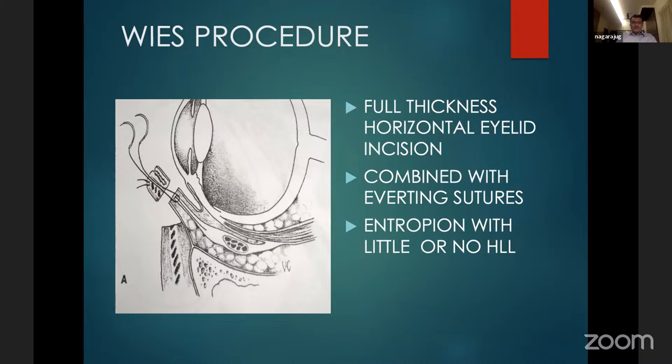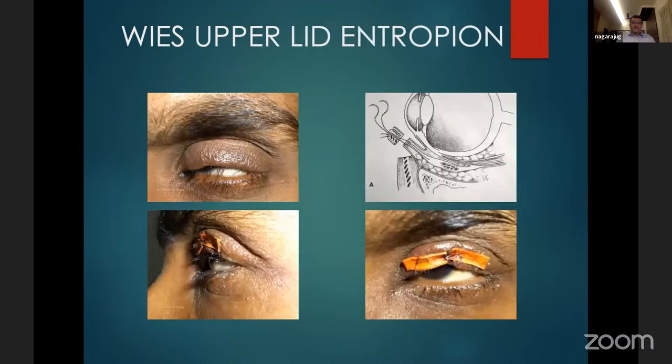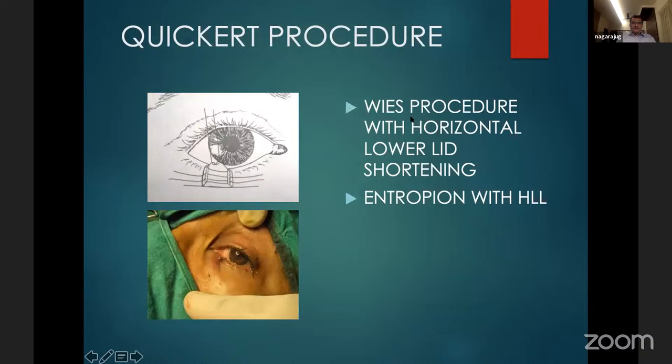So next is the other procedure. This we are not doing in our hospital, a Wies procedure, especially not for involutional entropion. This is the principle of your Wies procedure: it is a full thickness horizontal eyelid incision, and you can combine this with an everting suture also. This is usually done for entropion with little or no horizontal lid laxity. For the upper lid, we have done this procedure, which I'll describe later. And Quickert's procedure is this Wies procedure along with a little bit of horizontal lid shortening also. This is usually done in patients with entropion with significant horizontal lid laxity.